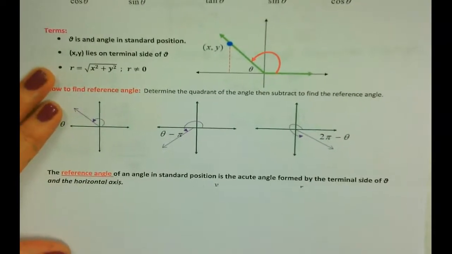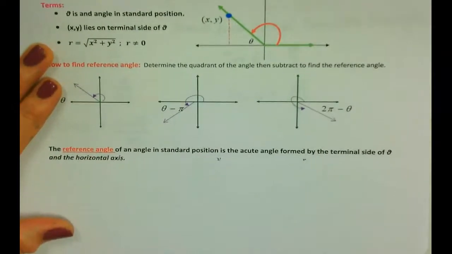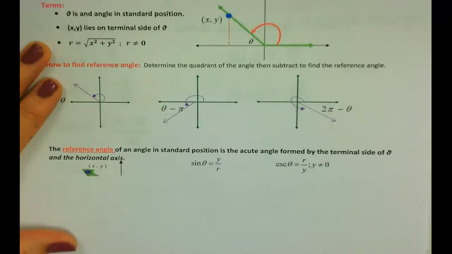So again, the definition of a reference angle: the reference angle is the angle in standard position that's acute and is formed by the terminal side of theta and the horizontal axis. All right.